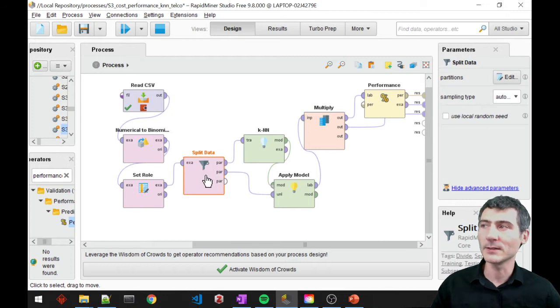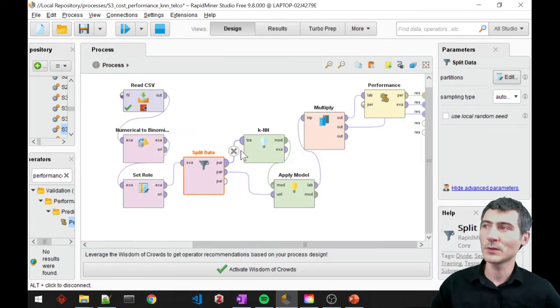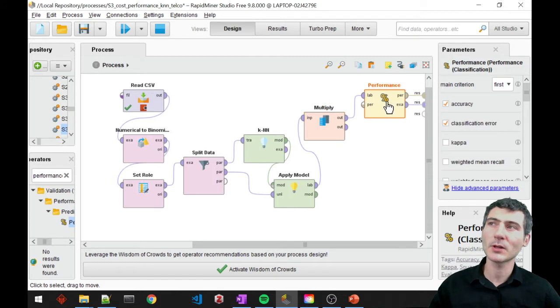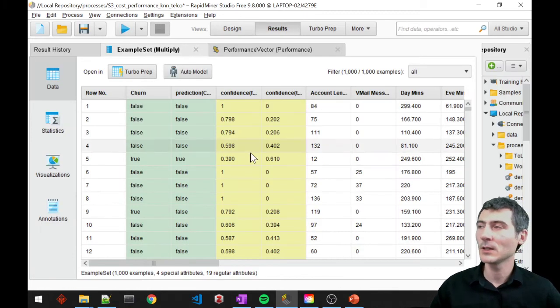As always, I'm splitting my data. Let's check the partitions: 70% versus 30% training and test set. The larger part goes to KNN, which is a supervised classification algorithm. The rest is our test set, which goes to the apply model block, and the trained model is an input to apply model as well. We have a seemingly unnecessary multiply block here, and we are also measuring the performance, but we will need that multiply in the next step. Let's run this and finalize the execution.